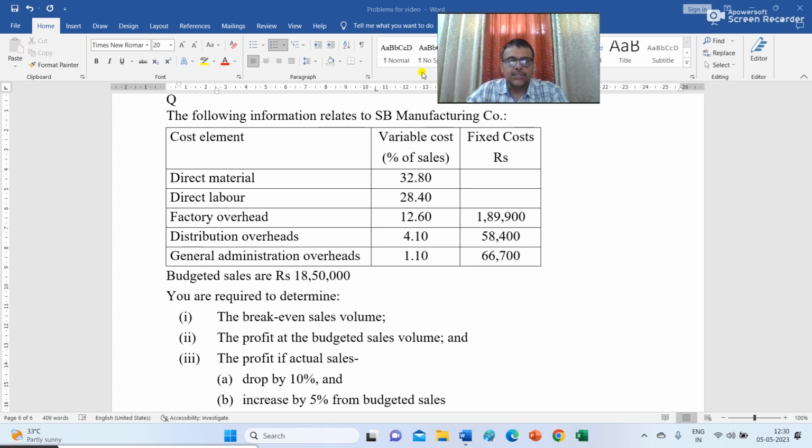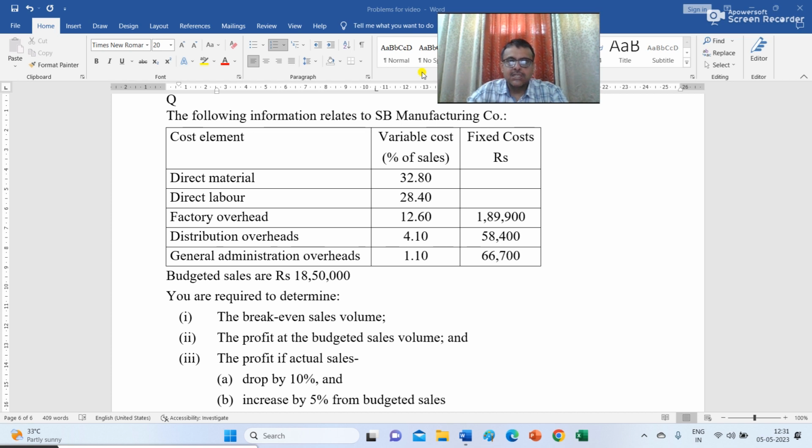So direct material is 32.8%, direct labor 28.4%, factory overhead is 12.60%, and the total fixed cost of factory overhead is 1,89,900. Distribution overhead, variable portion is 4.10 as a percentage of sales, and the fixed distribution overhead is 58,400. General administration overhead is 1.1%, which is the variable portion, and the fixed cost of general administration overhead is 66,700.